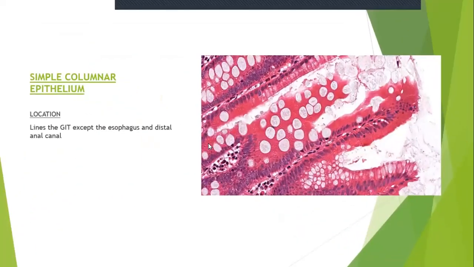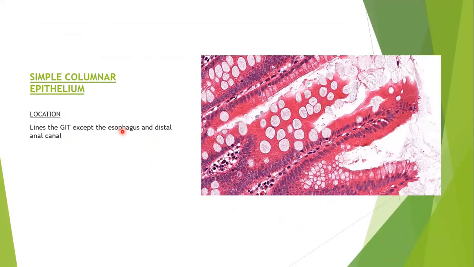So let's continue. Simple columnar. It usually lines the GIT, the gastrointestinal tract, except the esophagus and distal anal canal. So from the gastroesophageal junction, the junction between the stomach and the esophagus, all the way up to the distal anal canal, all that area is lined by the simple columnar. Areas such as the duodenum, the jejunum, the ileum, the colon, those areas are lined by this kind of epithelium.